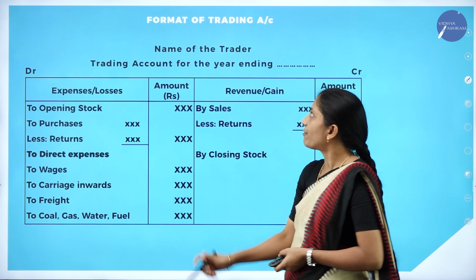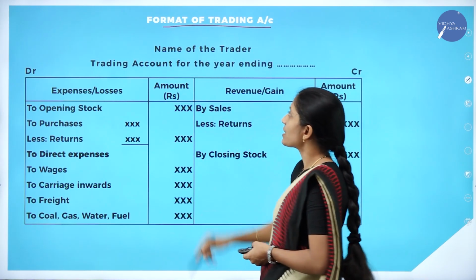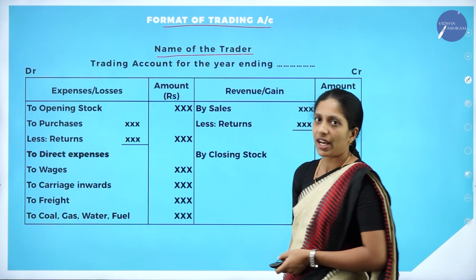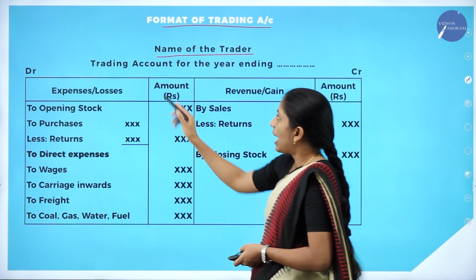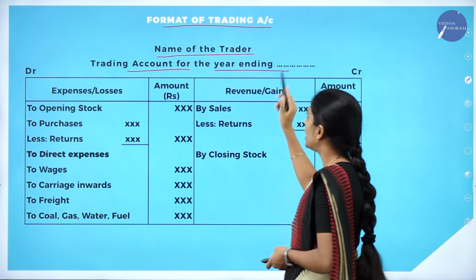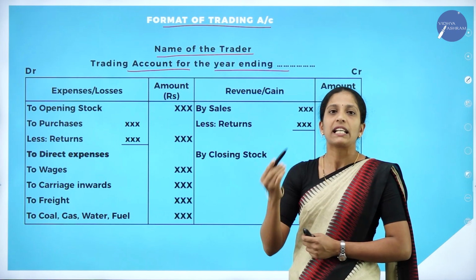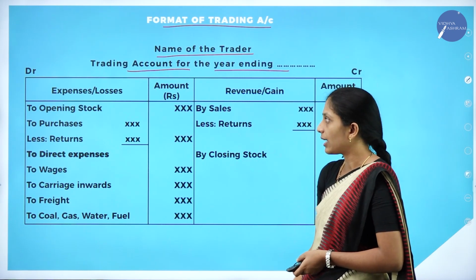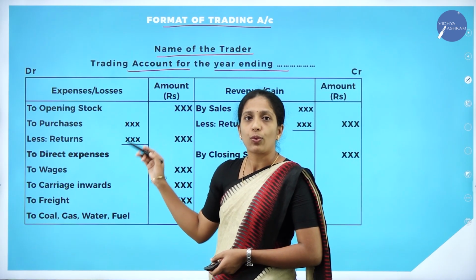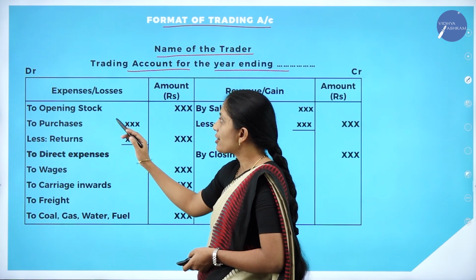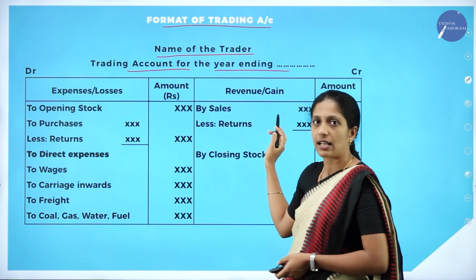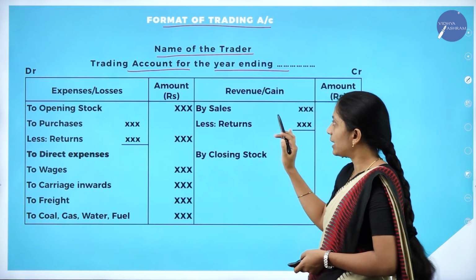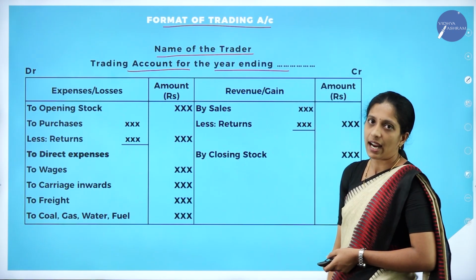Now let us see what is the format of trading account. This is a format of trading account where you will write the name of the trader or name of the company, and you will write the heading trading account for the year ending. They'll give in the problem what the year ending is, so you will write the year ending. If you see the columns required to prepare your trading account, you will have debit as well as credit side. Under debit side, expenses or losses, amount, and in the credit side, revenue or gain and amount.